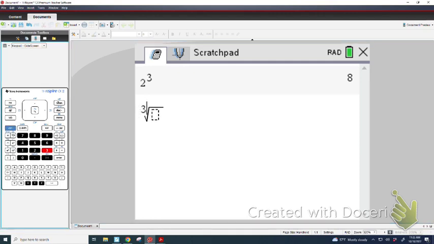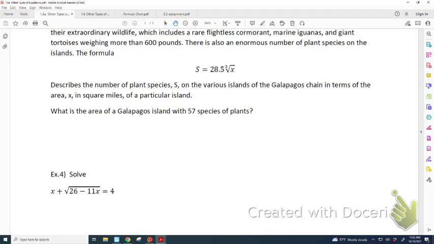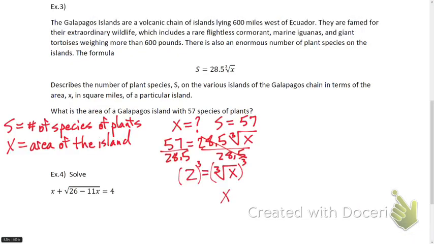So like the cube root of 8. But hopefully everyone knows how to do 2 cubed. 2 times 2 times 2 is 8. So final answer, 8 square miles.